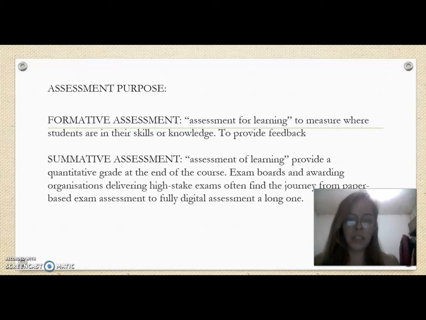And summative assessment is also called assessment of learning. That is the difference between for and of. It provides a quantitative grade at the end of the course. Also, boards and awarding organizations delivering high-stake exams often find the journey from paper-based exam assessment to fully digital assessment worthwhile. So you can use summative assessment with your paper and pencil exams. So it's like an extra, to be more innovative.